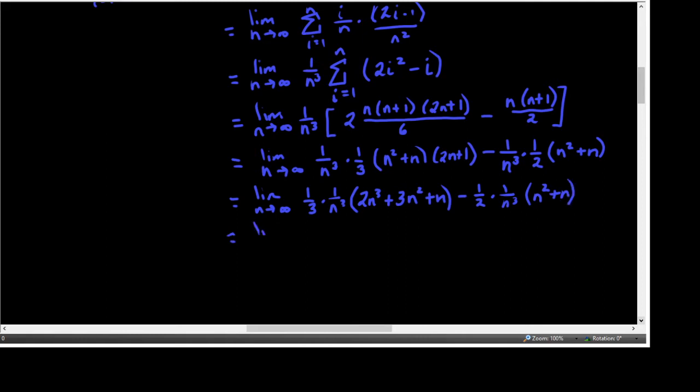So this is the limit as n approaches infinity of 1/3 times 2 plus 3 over n plus 1 over n squared, minus 1/2 times 1 over n plus 1 over n squared.